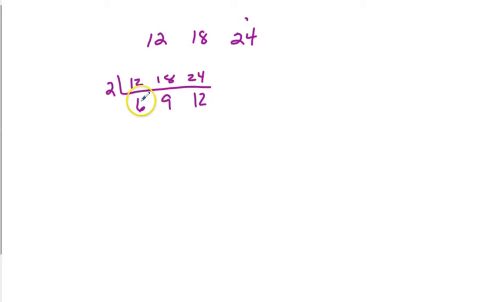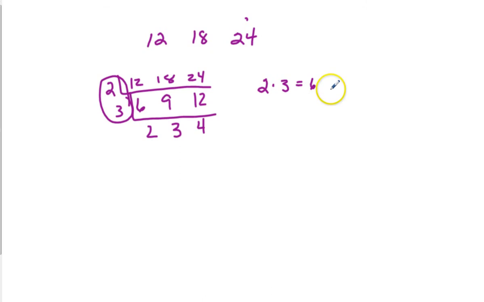When I look at the next step, 6, 9, and 12 have a common factor of 3, so I can continue dividing. 6 divided by 3 is 2. 9 divided by 3 is 3. 12 divided by 3 is 4. 2, 3, and 4, they don't have a common factor except for 1, so 1 and you're done. And we multiply the steps together, so 2 times 3 equals 6. 6 is the greatest common factor of 12, 18, and 24.